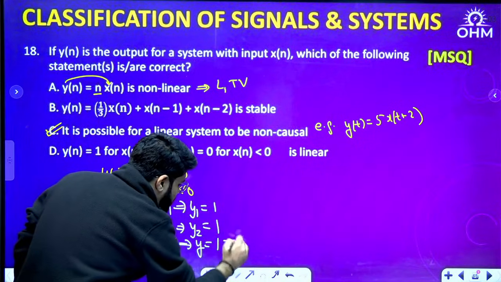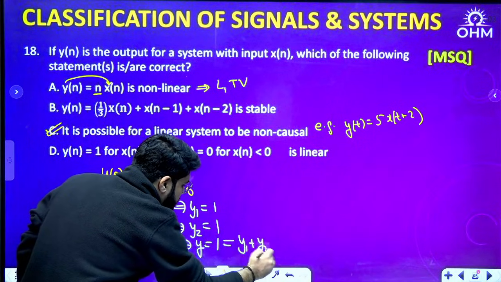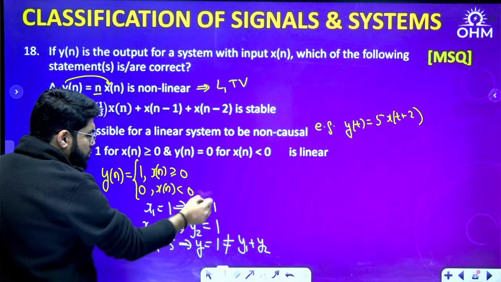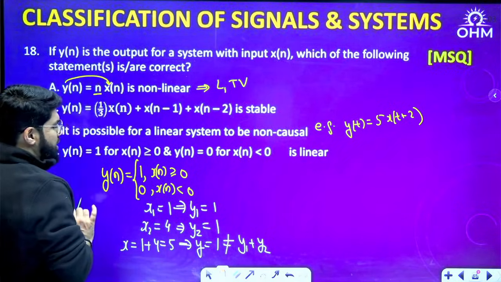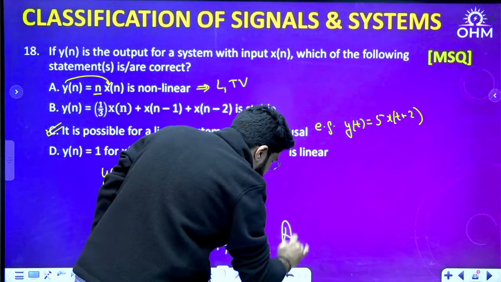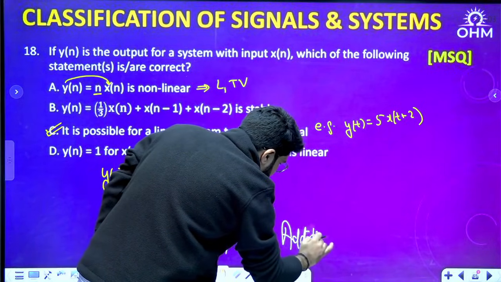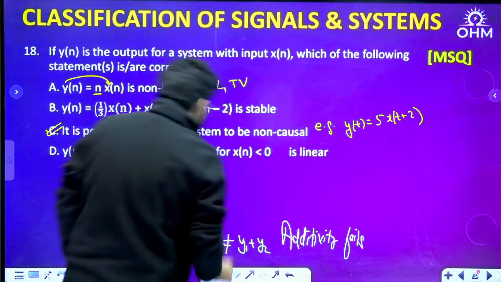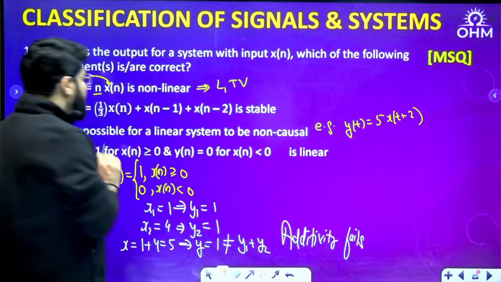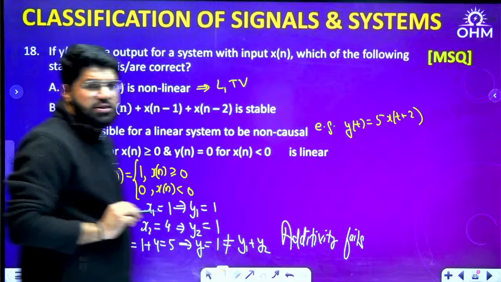Is the output equal to y1 plus y2? No. y1 plus y2 means output should be 2, but output can never be 2. Output is either 1 or 0. So what fails? Additivity fails. The system is non-linear. So D is wrong. C was correct.